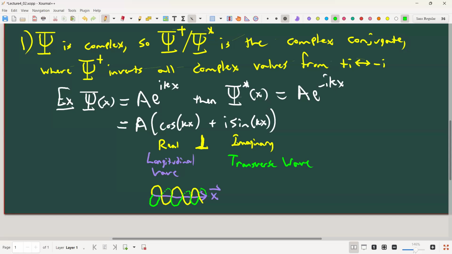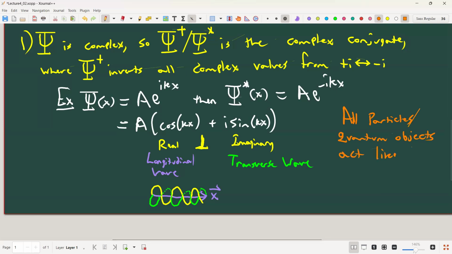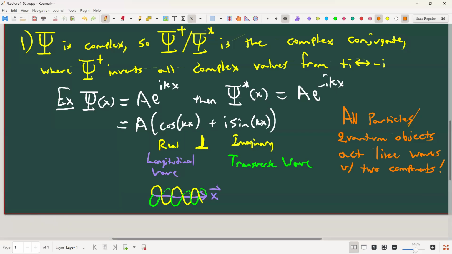The fact of the matter is, regardless, they act like waves. So all particles, or objects, quantum objects, act like waves with two components. That's pretty cool. We'll look at some examples. We'll look at the consequence of this today. Not quite there yet.